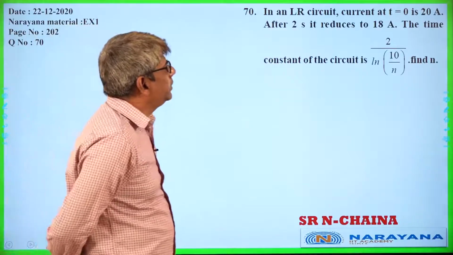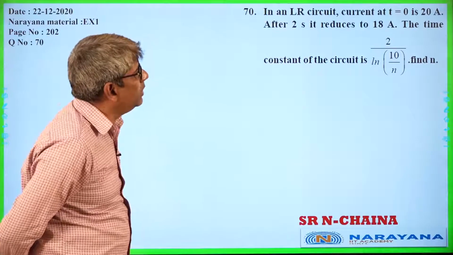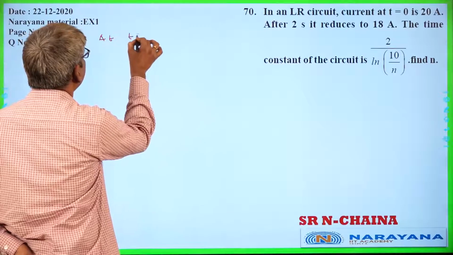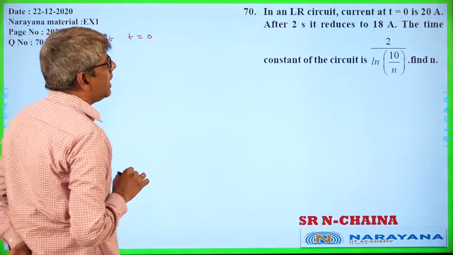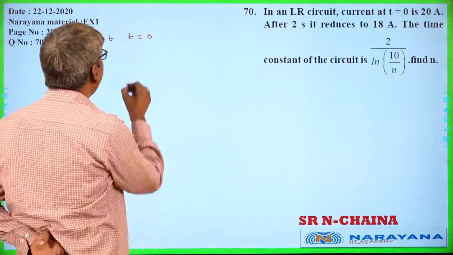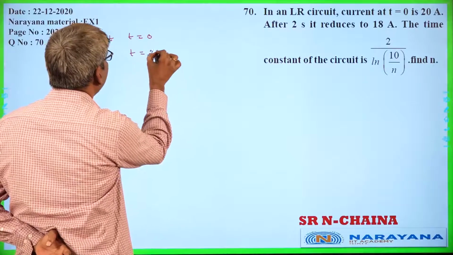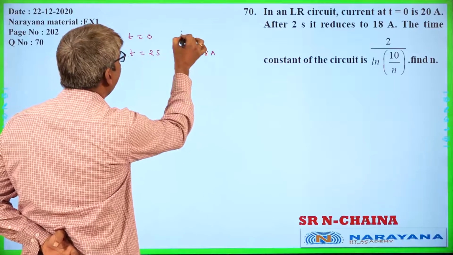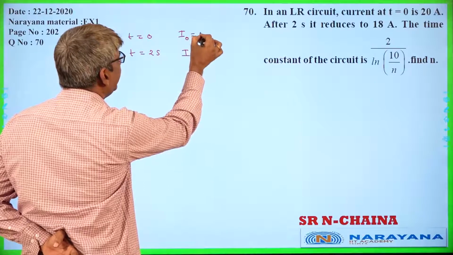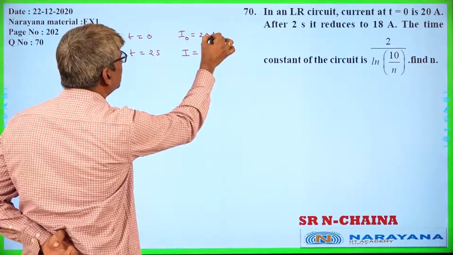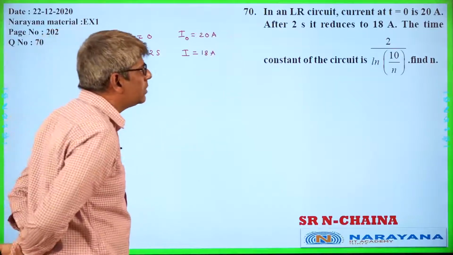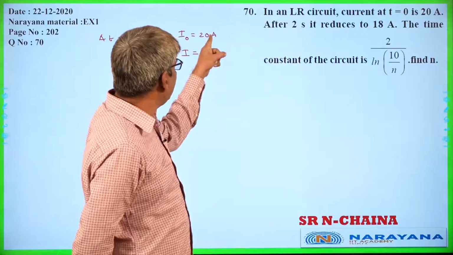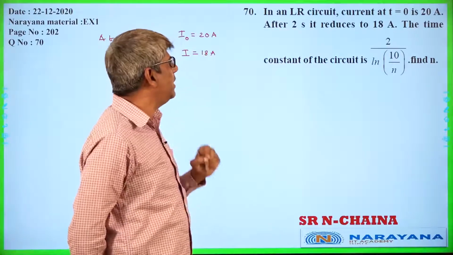In an LR circuit, current at t is equal to 0 is 20 amperes. After t is equal to 2 seconds, it reduces to 18 amperes. This is the instantaneous current, whereas the other is the initial current, the maximum we can take. This problem corresponds to an LR circuit in which decay of current occurs, because the initial current is large and after some time it is less.